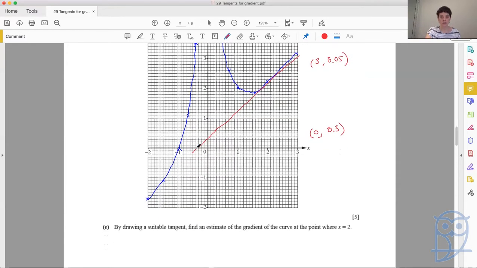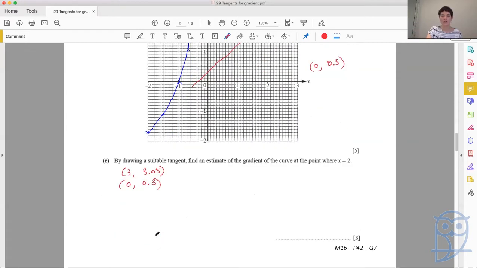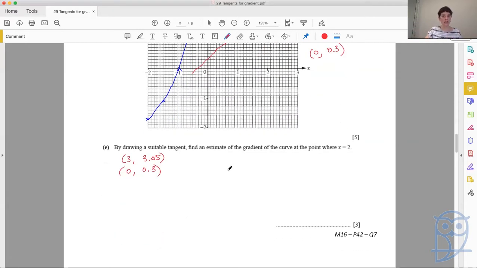We can even have used this one down here, where y is 0 and x equals minus 0.3. Doesn't matter. Okay, so we have 3 and 3.05, and we have 0 and 0.3. And then we need to calculate our gradient of the tangent, because that's how we're going to estimate the gradient of the curve. So m equals 3.05 minus 0.3, y change over x change, 3 minus 0.